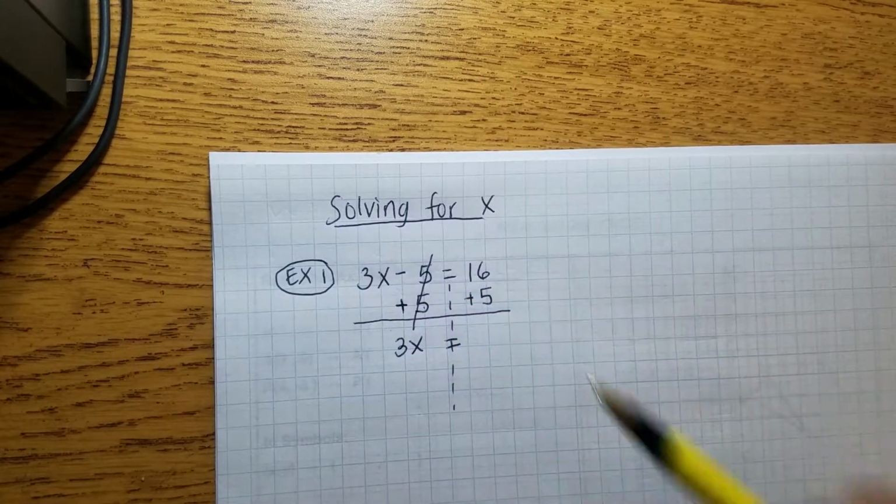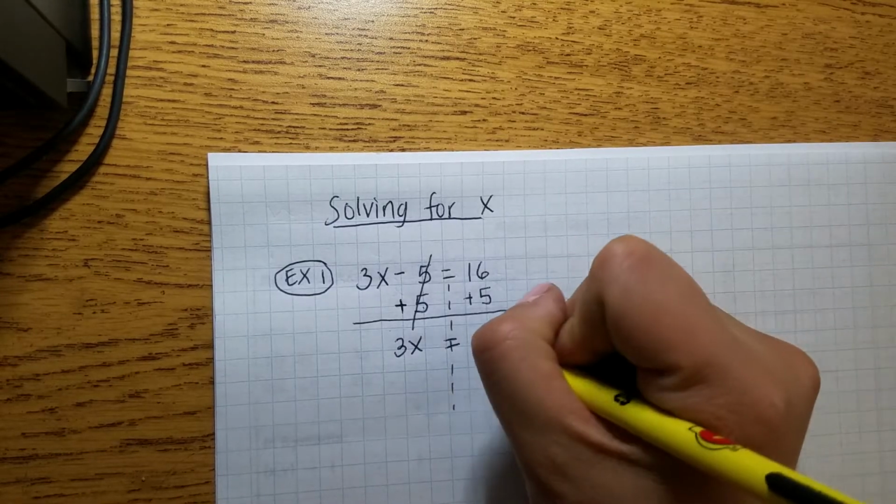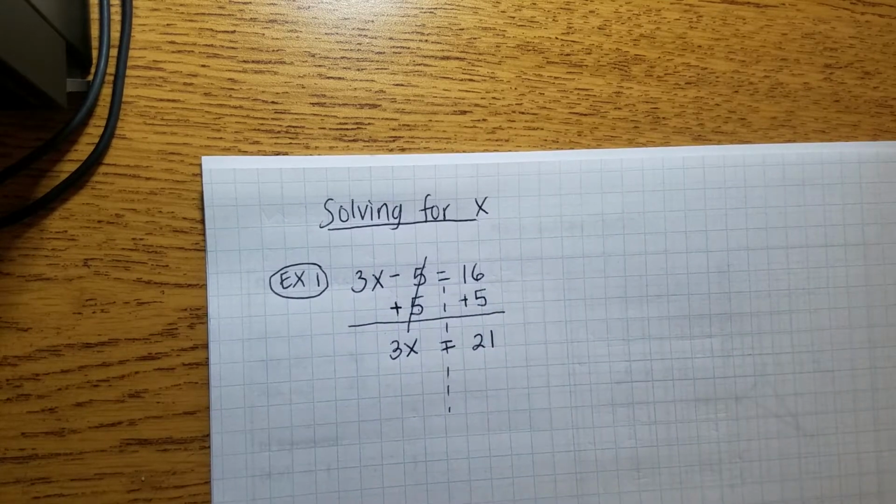On this side, does 16 and 5 cancel out? No. So we just do the math. What's 16 plus 5? 21. Okay, good. We're getting closer. X is almost alone. Except for what is with x? 3. So how are we going to get rid of that 3?